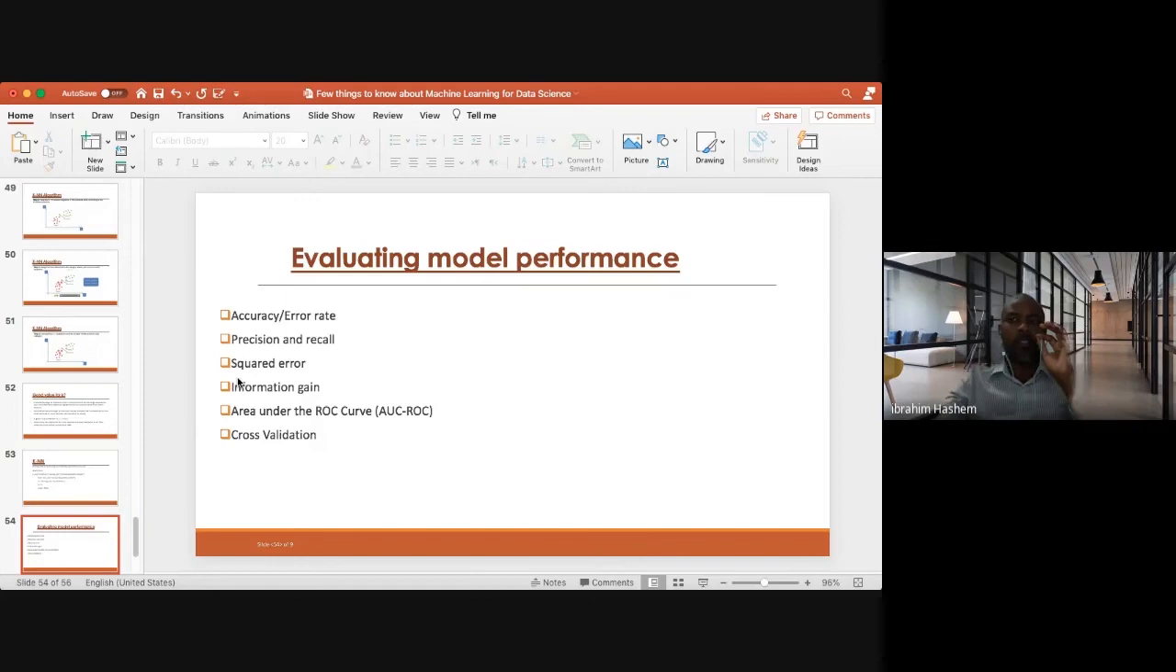Square error also is very common, especially in regressions. Information gain, again, as I said, we use in decision tree, and we have the area under the curve. It's also a common technique used as a metric to evaluate the performance, which summarizes the performance of the classifier over all the possible thresholds. We also have cross validation, which is very common also.